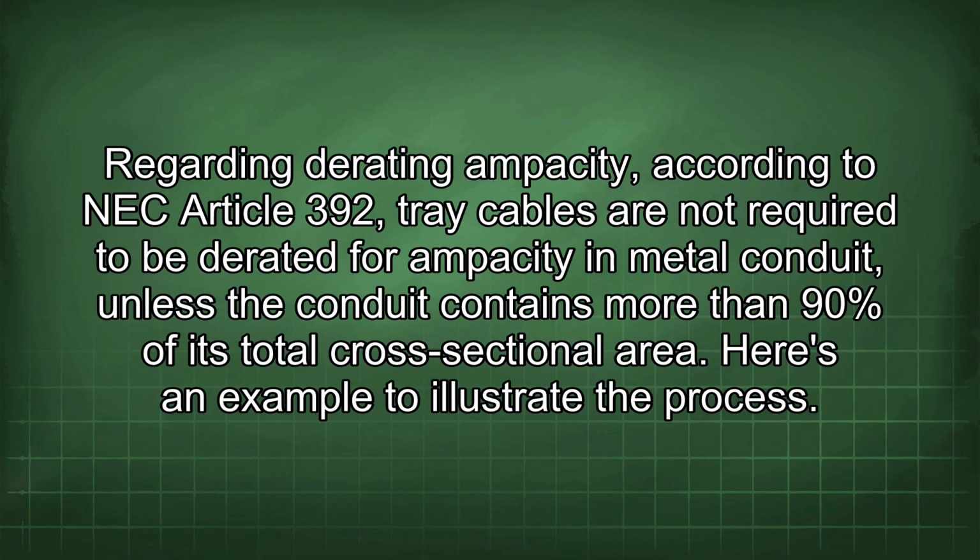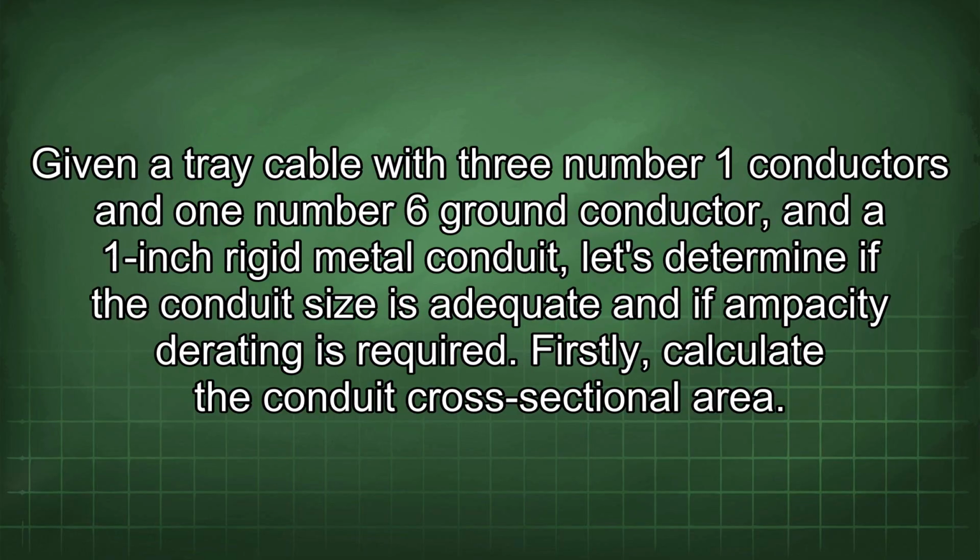Regarding derating ampacity, according to NEC Article 392, tray cables are not required to be derated for ampacity in metal conduit, unless the conduit contains more than 90% of its total cross-sectional area. Here's an example to illustrate the process. Given a tray cable with 3 number 1 conductors and 1 number 6 ground conductor, and a 1-inch rigid metal conduit, let's determine if the conduit size is adequate and if ampacity derating is required.